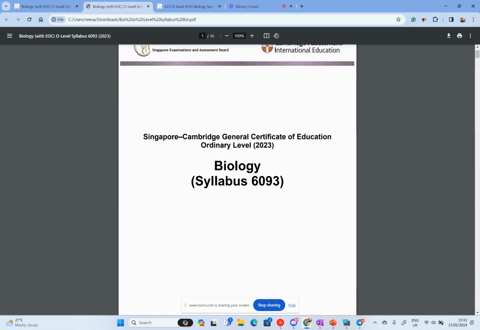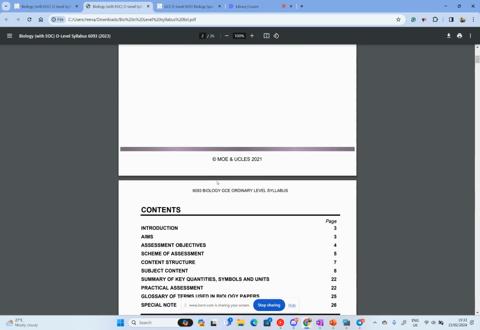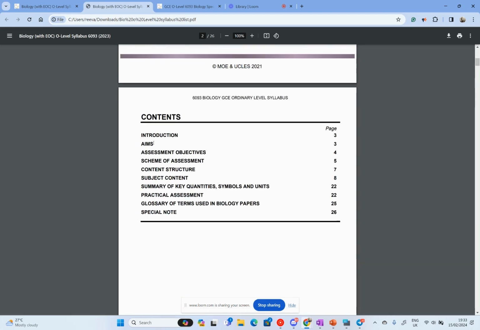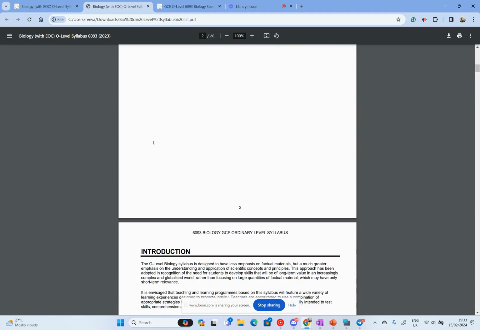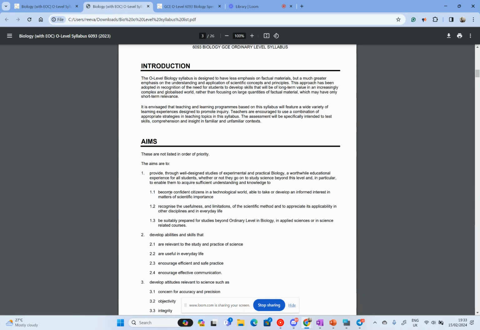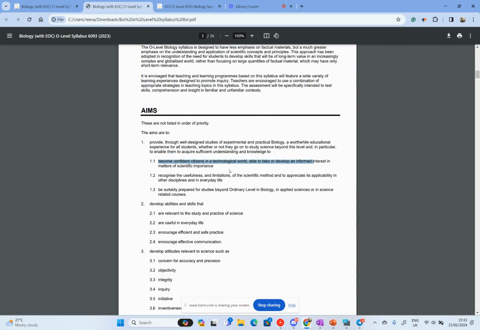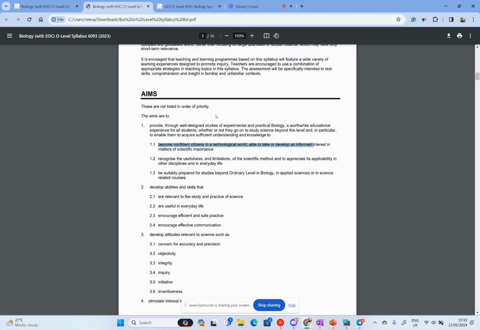Now, there's a lot of information in this syllabus list, like the introduction, aims, assessment objectives, but honestly, you need to know which are the crucial parts and which parts are a little less relevant. Like the aims, look at this: become confident citizens in a technological world, able to take or develop an informed interest in science. It won't help you, I'll be honest. It might help you in other ways, but it won't help you in getting that distinction, getting that A1, whatever you desire. If your goal is to get a distinction, this is not really going to help you, so you don't need to focus on this part.